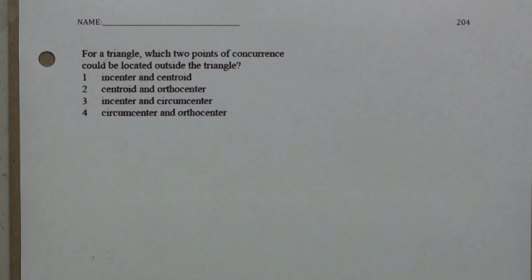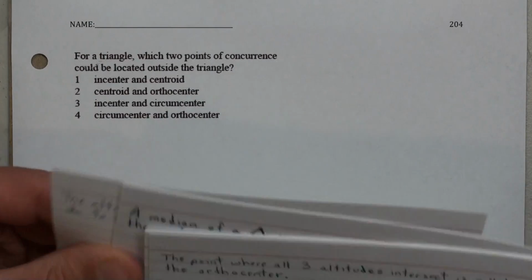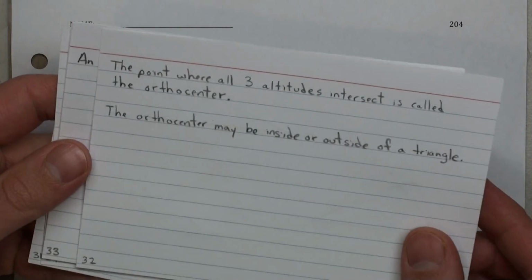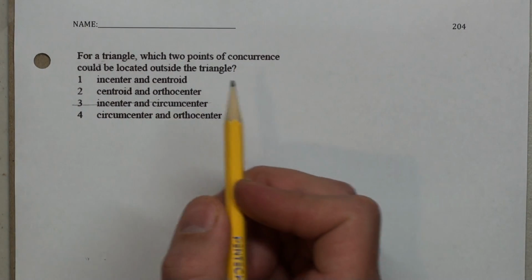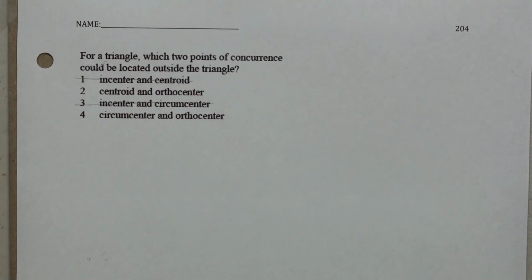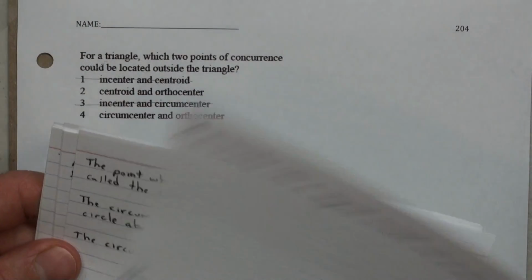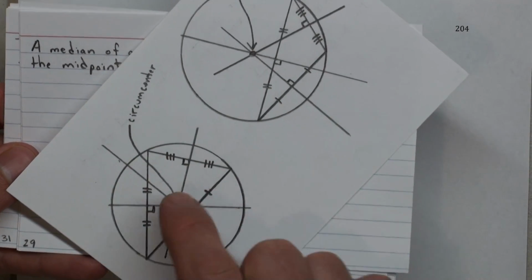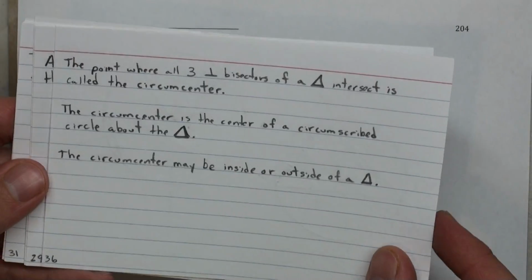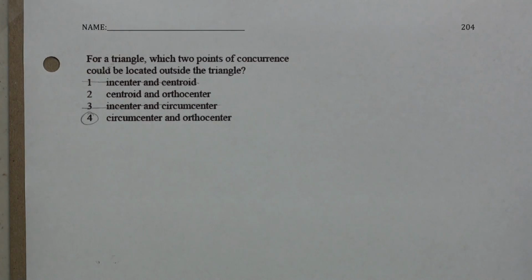For a triangle, which two points of concurrence could be located outside of the triangle? Well, we just talked about the orthocenter, right? So it's going to be either choice 4 or choice 2. Now we have an incenter, but that's always inside, so it's not incenter. Then we have a circumcenter. See, it can be inside or outside. The circumcenter. So circumcenter and orthocenter.